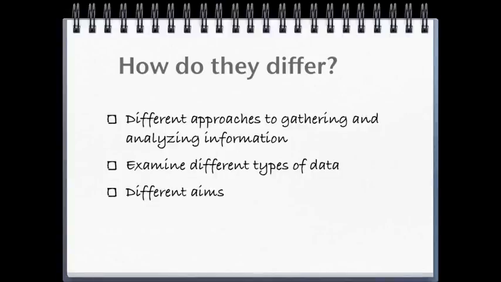They have different aims. In qualitative, the aim is to come up with a holistic, complete description. In quantitative, the aim may be simply to look at one specific aspect and to determine something about that one specific aspect which has been predetermined.